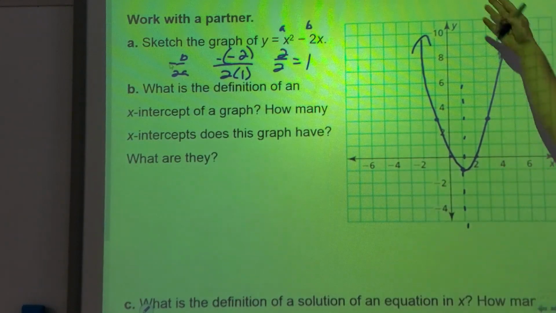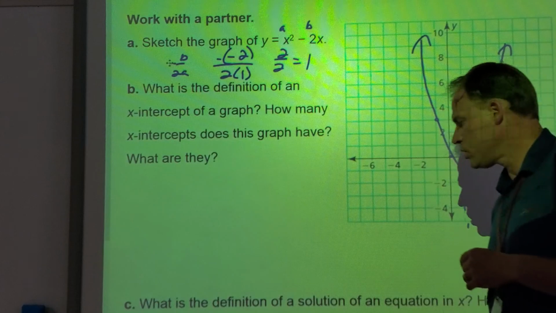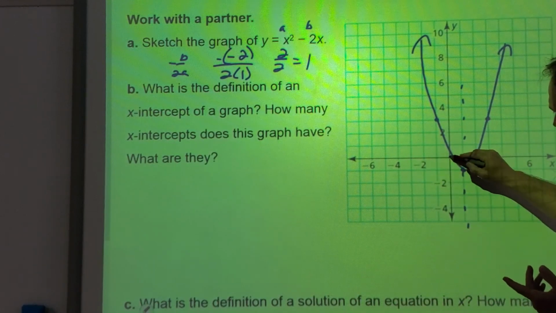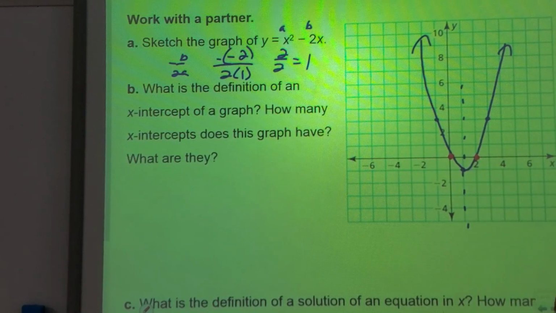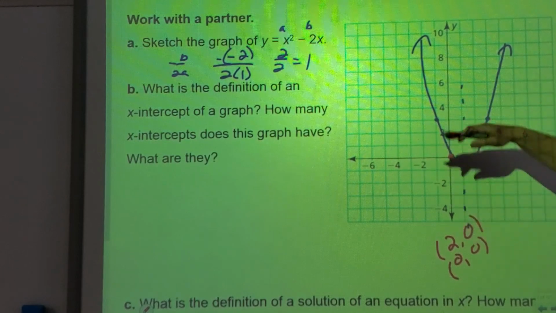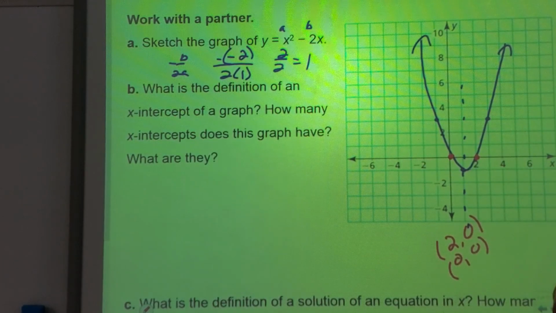So where is this function equal to 0? Well, right here and right here. That's where it's equal to 0. So at 2, it's 0, and at 0, it's 0. These 2 points, at 2 and at 0, it equals 0. So those are the x-intercepts of the graph, where the function equals 0, where the y equals 0. So this particular function has 2 x-intercepts.